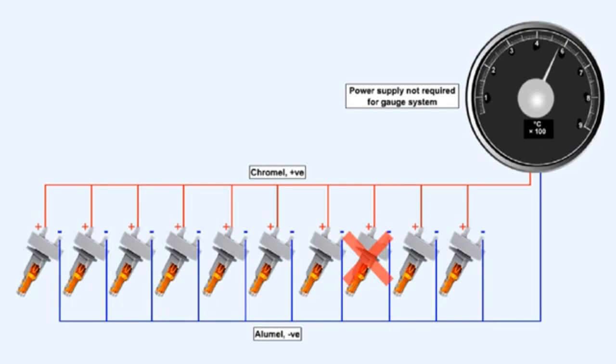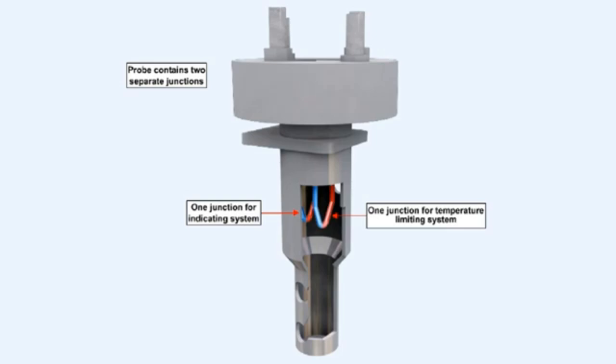However, if the potential generated by the probes is to be used to supply a temperature limiting system, the output will need to be amplified. The power required for amplification will be supplied by the aircraft's electrical system. If it's required that the probes supply both a temperature limiting system, otherwise known as a top temperature control, and a temperature indicating system, they will contain two separate junctions, one to feed the temperature limiting system and one to feed the indicator.